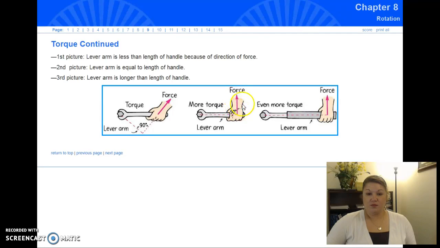Well, remember, torque depends not only on how much force is applied, but also where you apply it, right? So if we can make this lever arm, which would also be the radius of the circle once we start moving around, bigger, that's going to help us apply even more torque. All right?